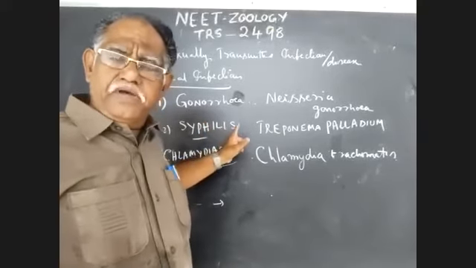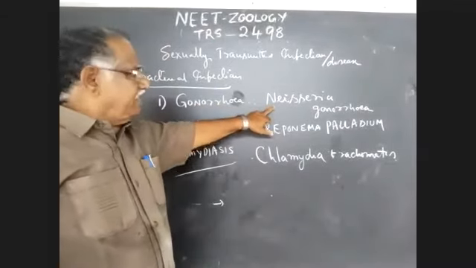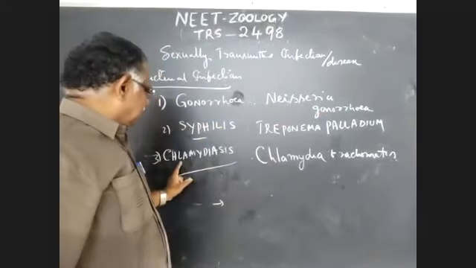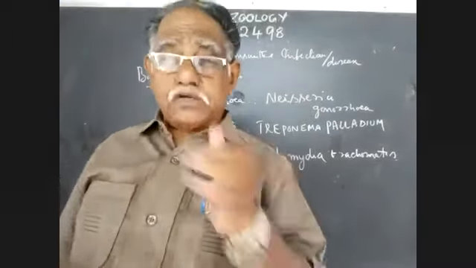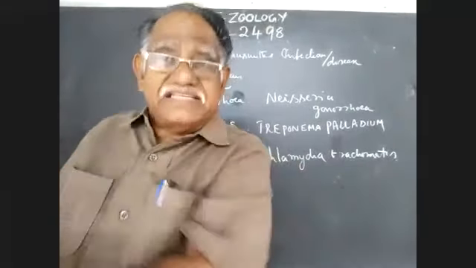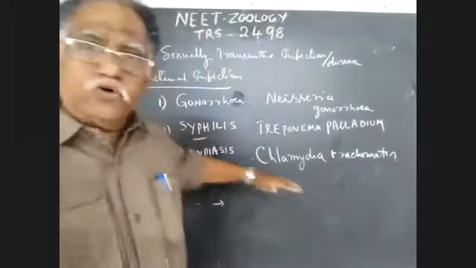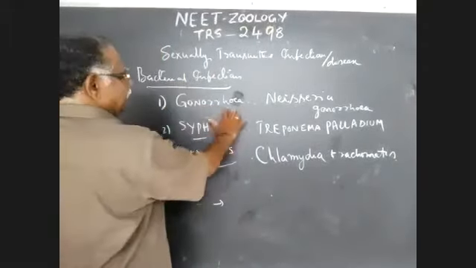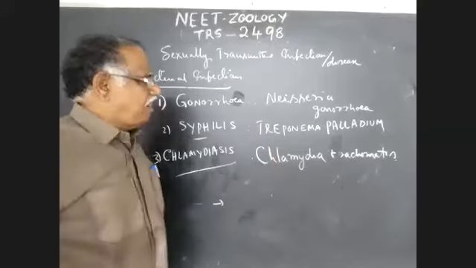Bacteria cause diseases in humans, both in males and females. One is gonorrhea, caused by Neisseria gonorrhoeae. Syphilis, Treponema pallidum. Chlamydiasis, Chlamydia trachomatis. These are the bacterial ones. Which of the following STDs is caused by bacteria? It is going to be in combinations. Definitely, we expect a question in the coming NEET about these bacterial and viral diseases. Next one. I think it is clear.